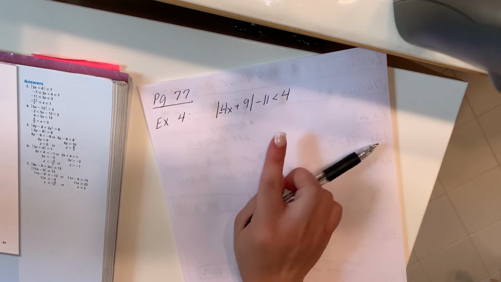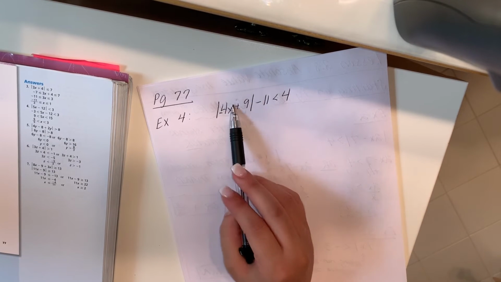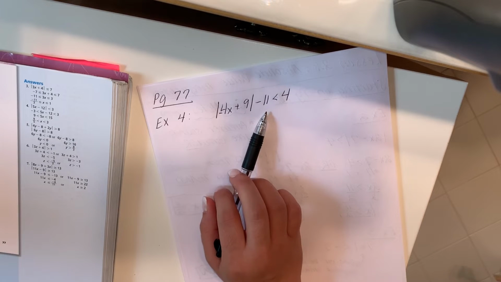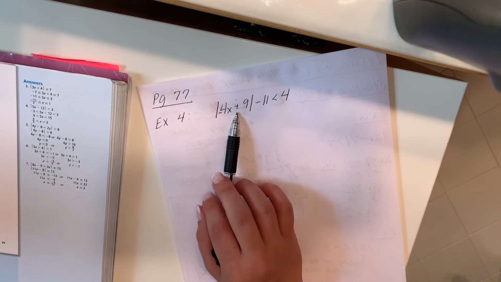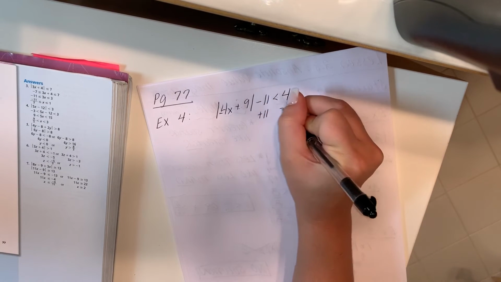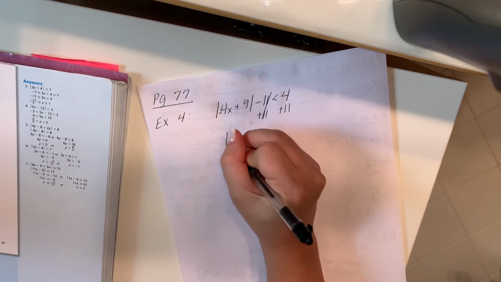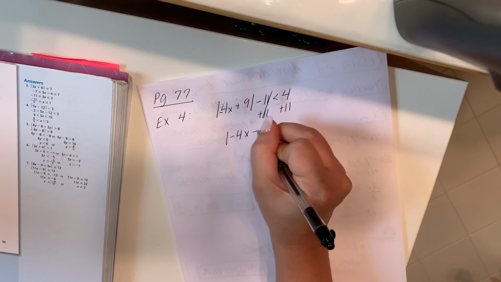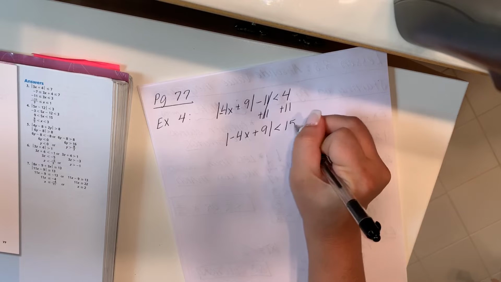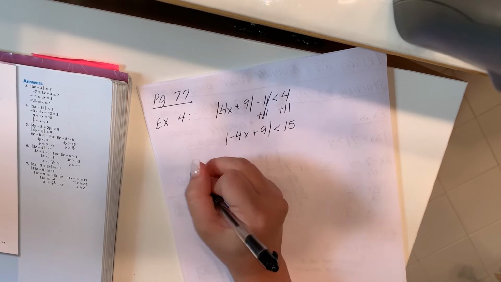But the first rule that you should know before you start separating it into two equations is to make sure that your absolute value equation, or inequality, excuse me, in this case, is by itself. And in this case, it's not, because I do have something outside of it. I have a minus 11. I need to move that over before I separate it. So I'm going to add 11. I now have the absolute value of -4x plus 9 is less than 15. Hey, now I have it by itself. Now I can separate it into two.